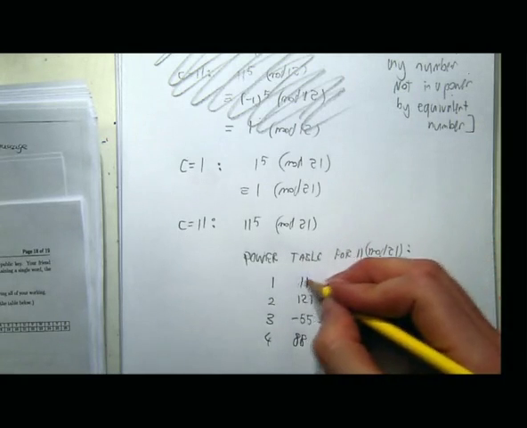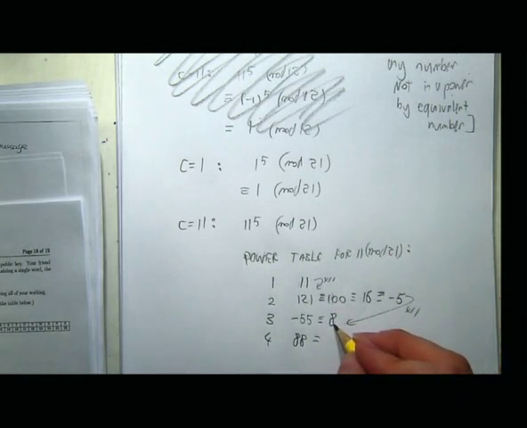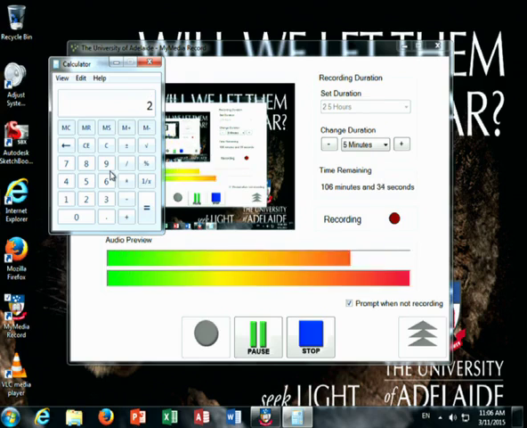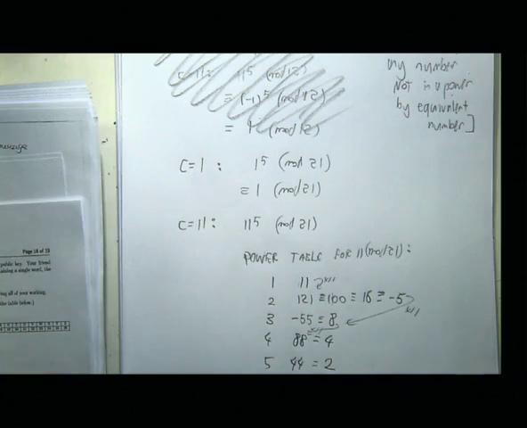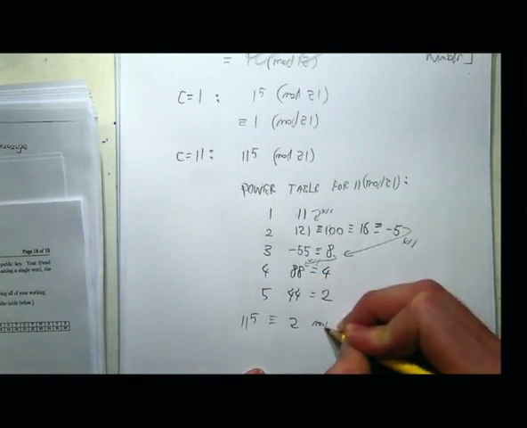So I went times by 11, times by 11, times by 11, and I'll take off 21 from that. So let's go back to my calculator. We have 88 minus 21, which is 4. And now times by 11 again, which is 44. And I'll keep taking off 21. 44 minus 42, which is 2. Well done. Good job. And so I get that 11 to the 5 is congruent to 2 mod 21.